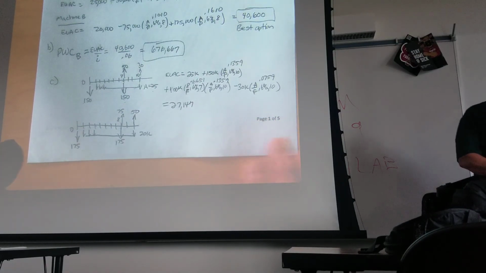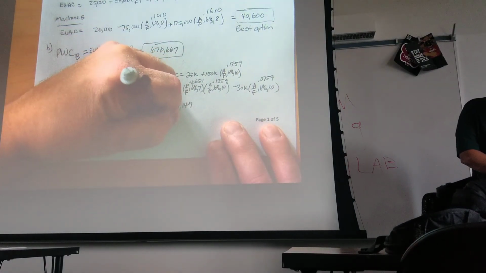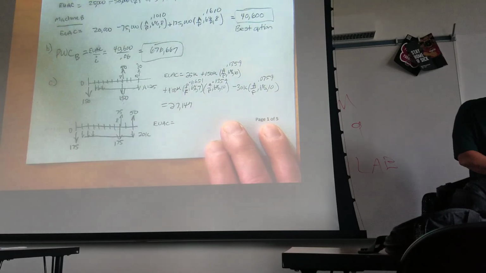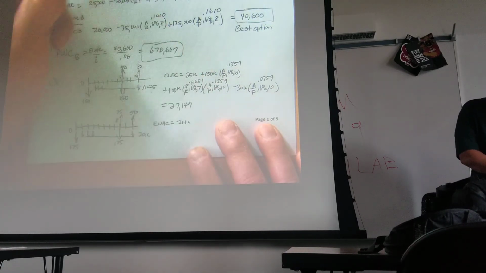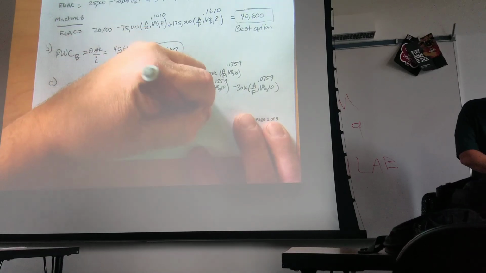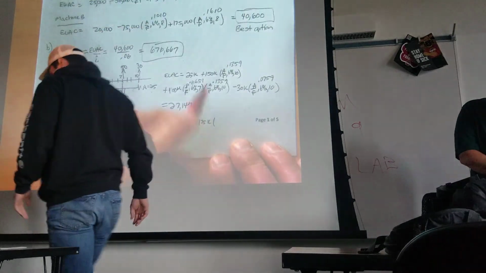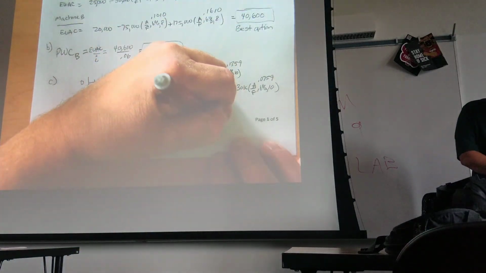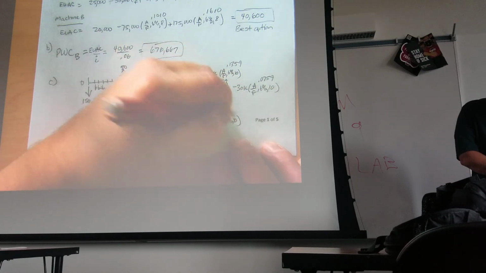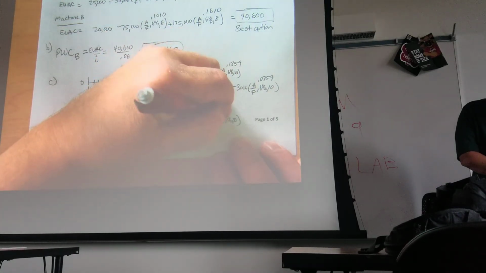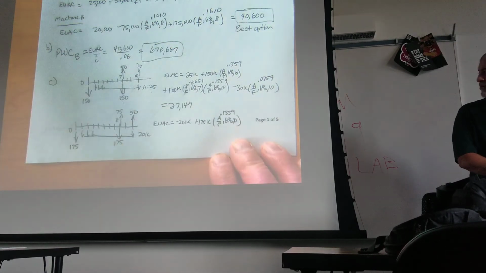Okay, so UAC is 20,000 plus 175K times A over P, 6%, 10, which we know is 1359 because we just looked it up.